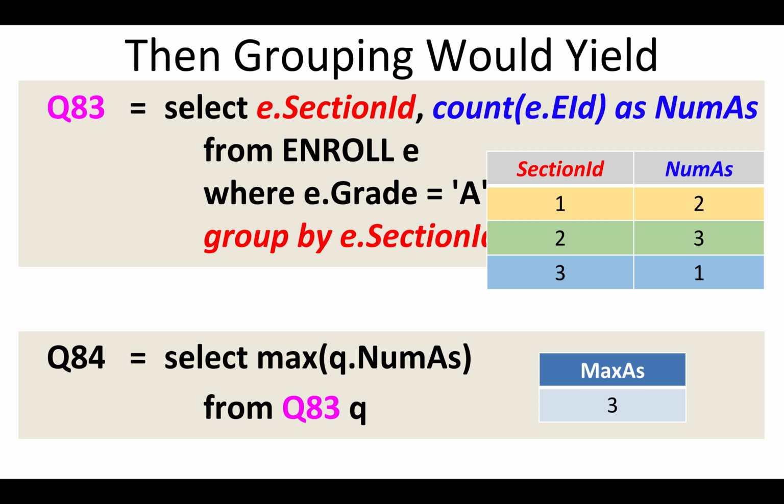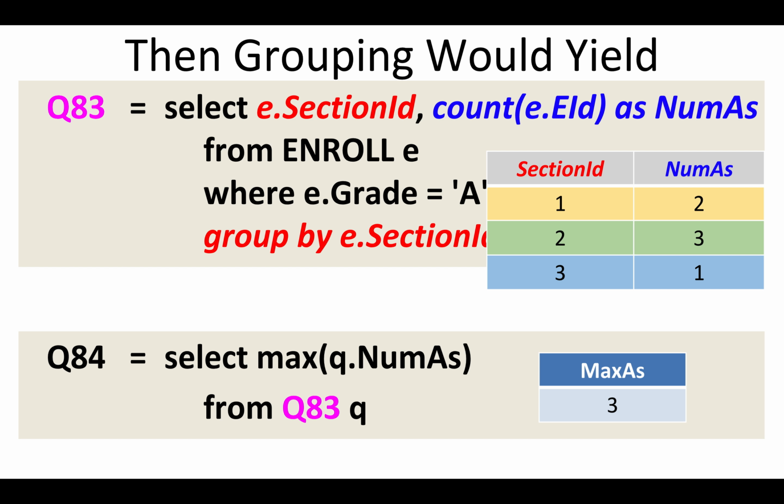Sections 1, 2, and 3 gave out A's 2, 3, and 1. Right? In the second query, we calculate the maximum number of A's, and we came out to say that 3 is the maximum number of A's. But notice there's no way to ask here, hey, by the way, give me also the section.